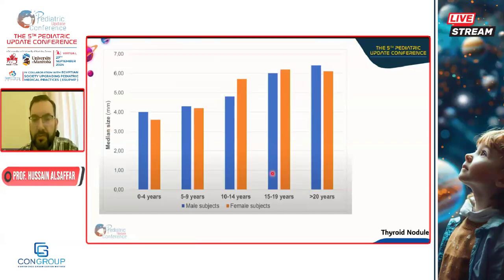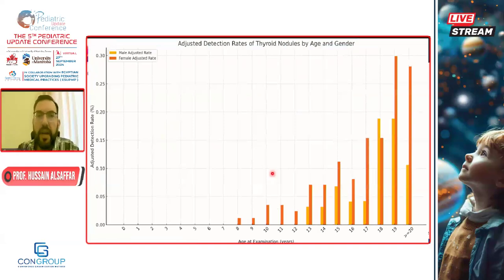On this graph, adjusted detection rates of thyroid nodules by age and gender for patients who develop thyroid cancer. As you can see here again, the males are the light orange, and the females are the dark orange. So the tendency to have it is increasing more in females than males. In addition, the age. Look, before age of 8, almost none of the patients in this study ended up having thyroid cancer, compared to as they grow up. So the age is playing a role here.